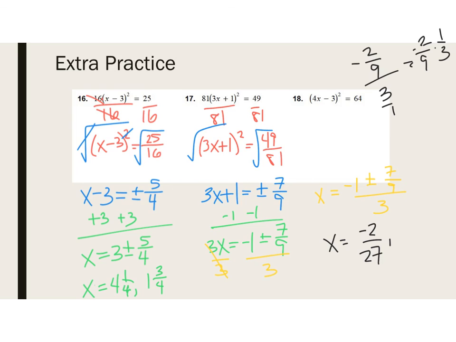And then -1 minus 7/9 is -1 and 7/9, which should be -16/9 divided by 3, which is times a third, which would be -16 over 27.